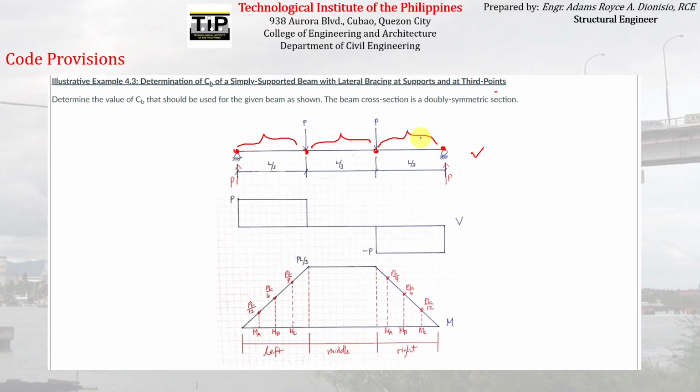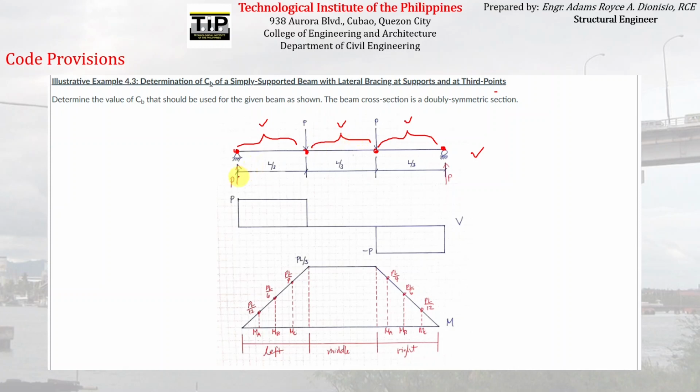So we have to compute three LTB modification factors, CB, for this unbraced length, for this unbraced length, and then for this unbraced length, and then just choose the least CB to be used for the computation of the capacity of this particular simply supported beam. Okay, so the beam is loaded by two-point loads, which are applied at every third point as well. So we have a P concentrated load here as well as here.